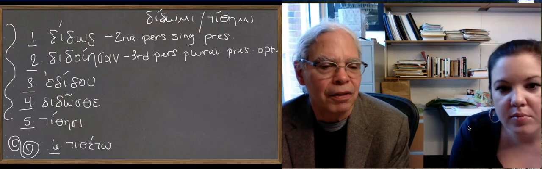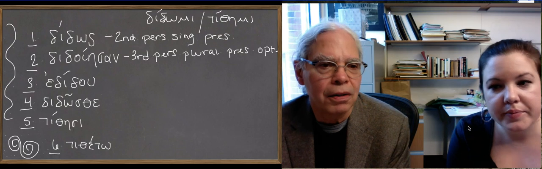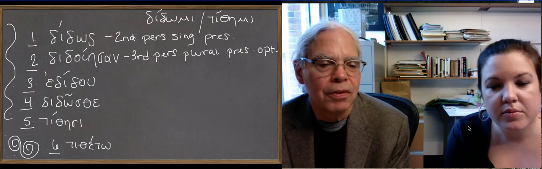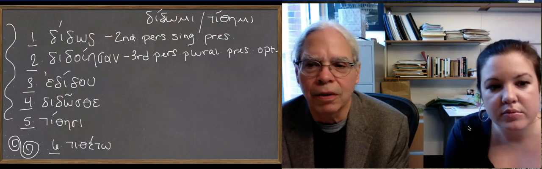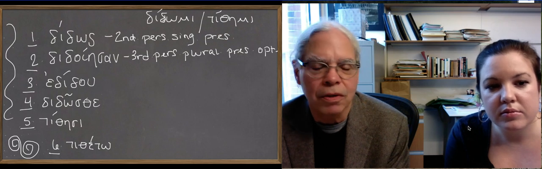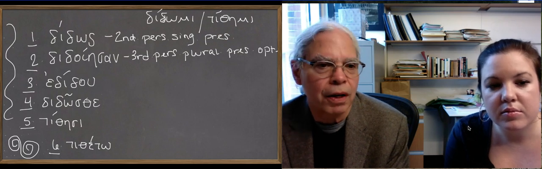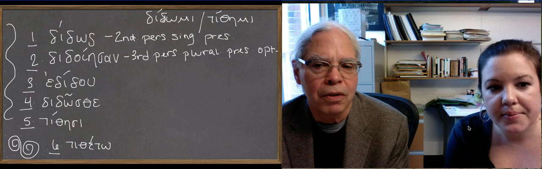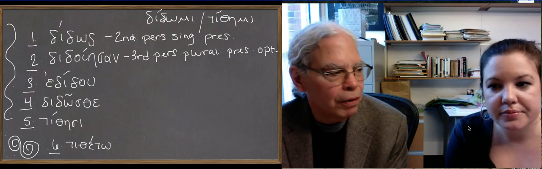Great. All right, let's look at the next one. We've got di, du, okay? So what have we got here? We've got that's an augment. We know that this is a past tense. We've got our reduplication with an iota, so we know it's imperfective aspect. So if it's past and imperfective, it's the imperfect, right?